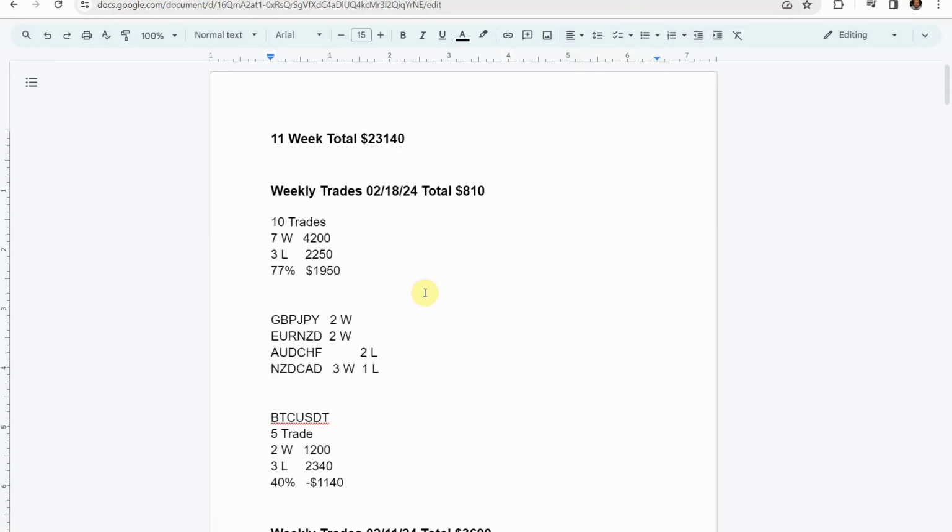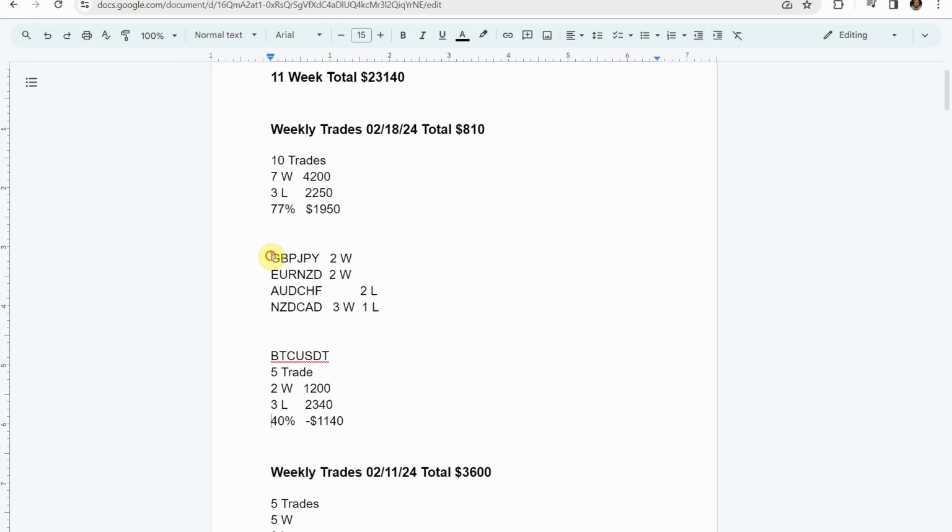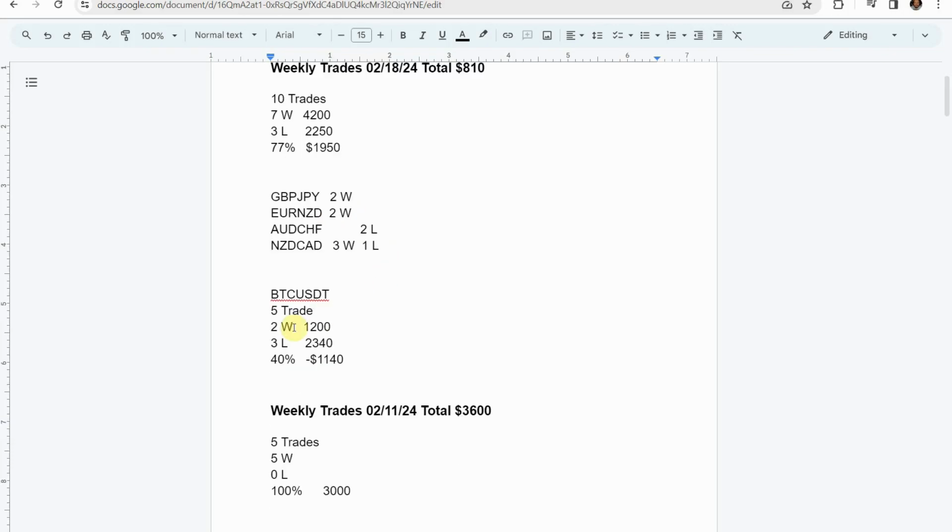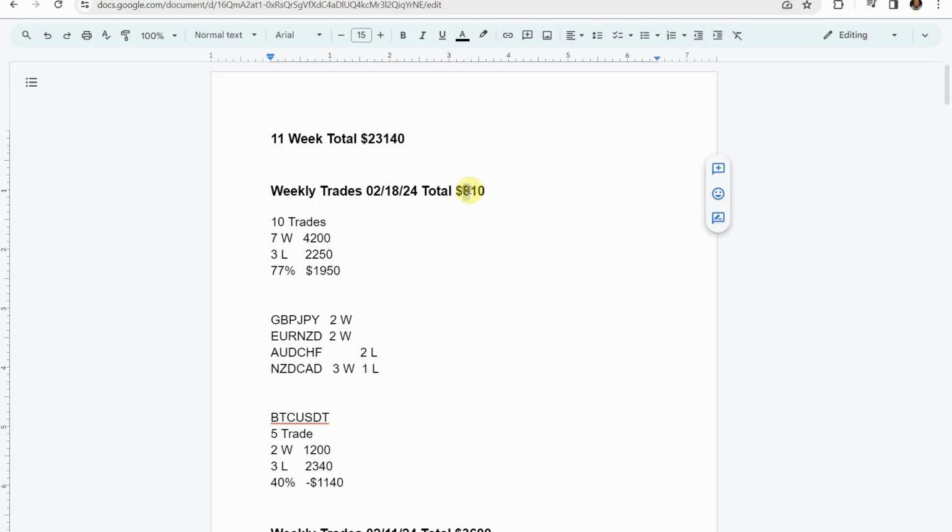Let's go ahead and go over the weekly signals here. So this is using the Academy of Forex indicator on these 4 Forex pairs and this one crypto coin. This is on the 30-minute time frame each week. So last week we did 10 trades on the Forex pairs. We had 7 winning trades, 3 losing trades, putting it at a 77% win rate. Would have been a gain of $1,950. On the crypto coin, we had 5 trades, 2 winning, 3 losing, a 40% win rate. Would have been a drawdown of $1,140. For a total gain on the week, we would have been up $810. Add that to our weekly total, and now for 11 weeks, we would have been up $23,140 altogether.